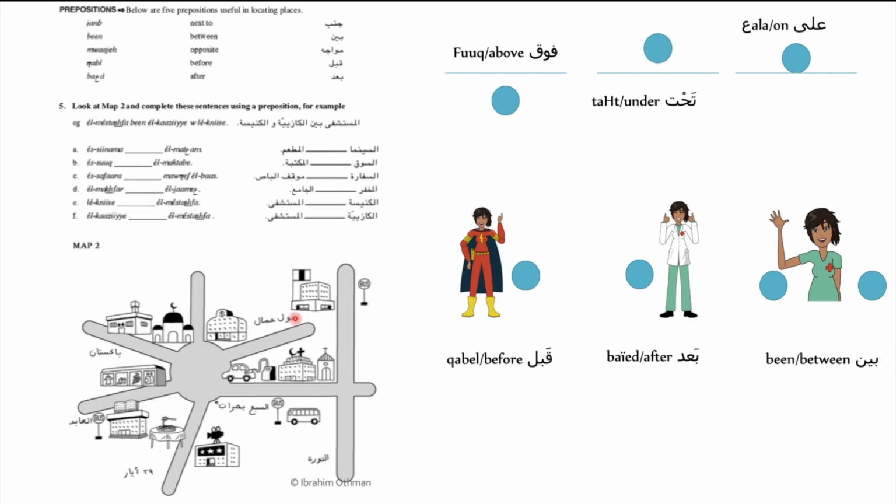So we've got السوق, which means the market, and then we've got المكتبة. So we could say السوق قبل المكتبة, depending from which location you are looking at the market. So you could say it could be after it or could be before it. السوق قبل المكتبة. The market is before the library. And then we've got السفارة, which means the embassy, and then we've got موقف الباص, bus stop. So you could say السفارة مواجه, opposite, مواجه موقف الباص.